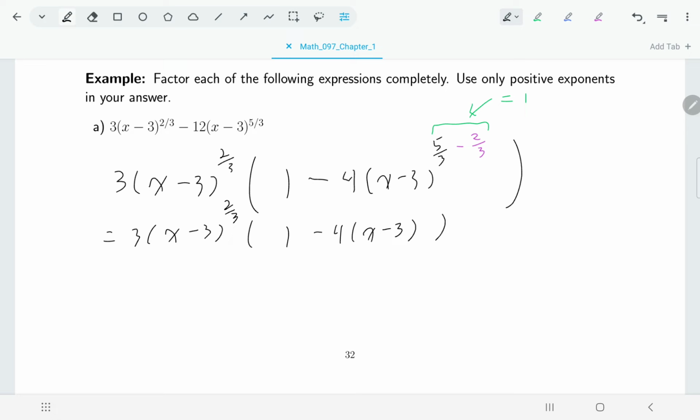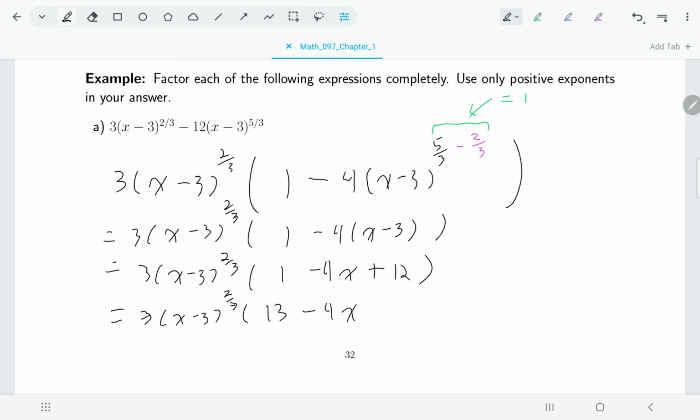So I'm almost finished here. The only thing left to do really is just to simplify that last bracket. So I multiply the minus 4 into the bracket to get minus 4x plus 12. And now I've got a 13 and a minus 4x. And there we go. That's as nicely factored as that's going to get.